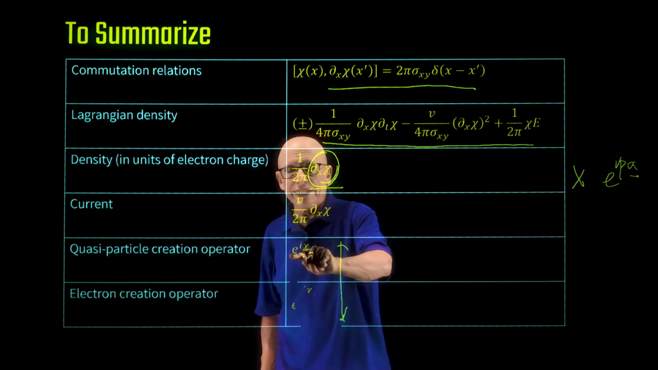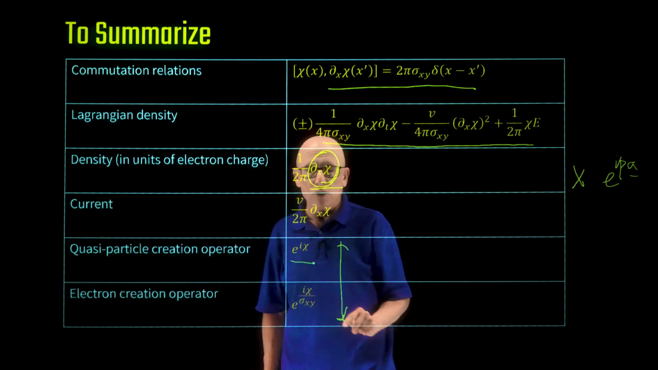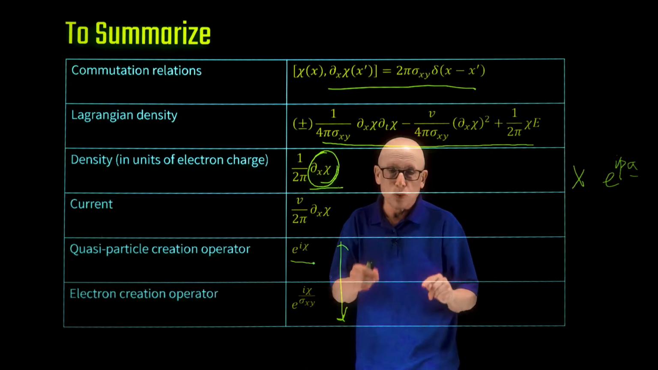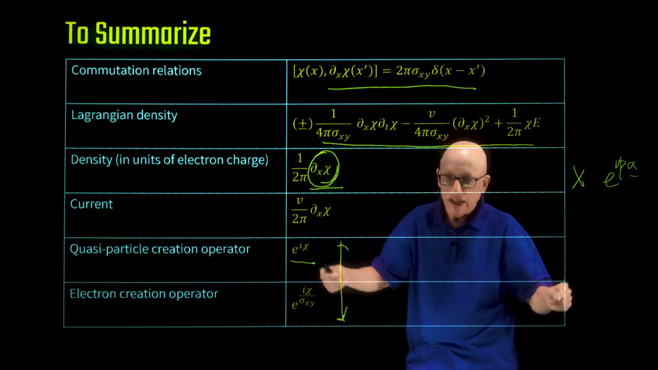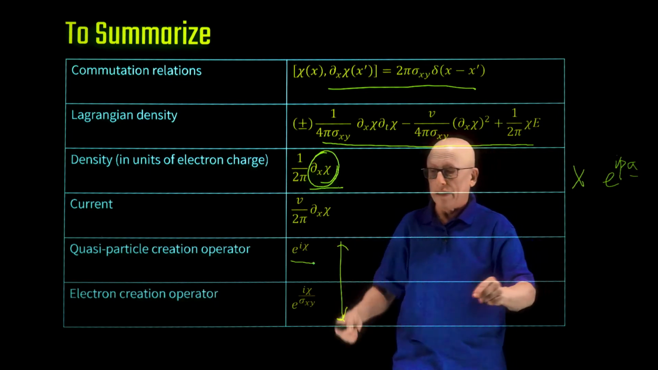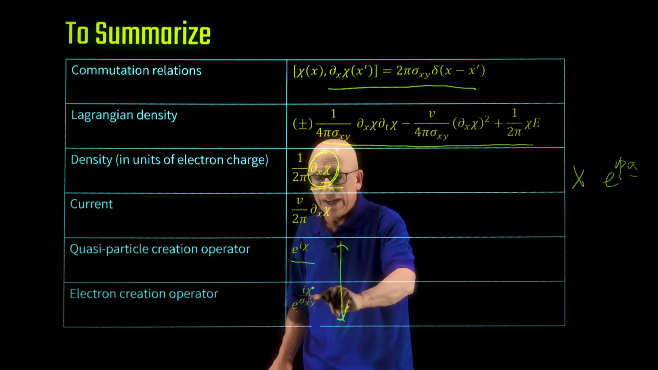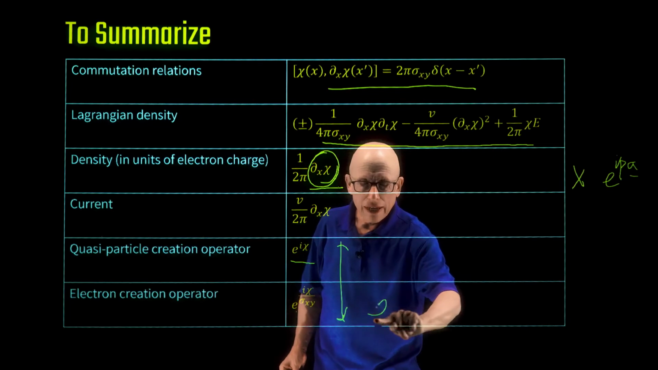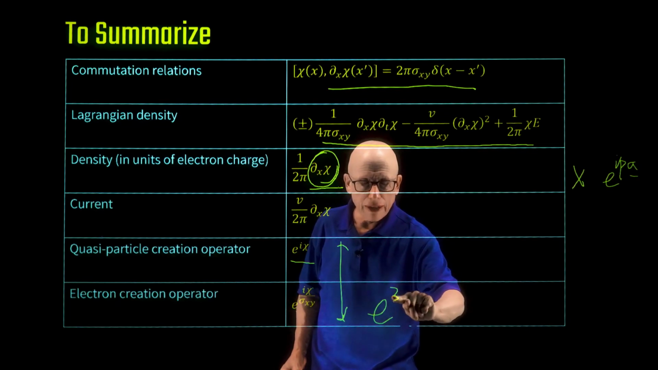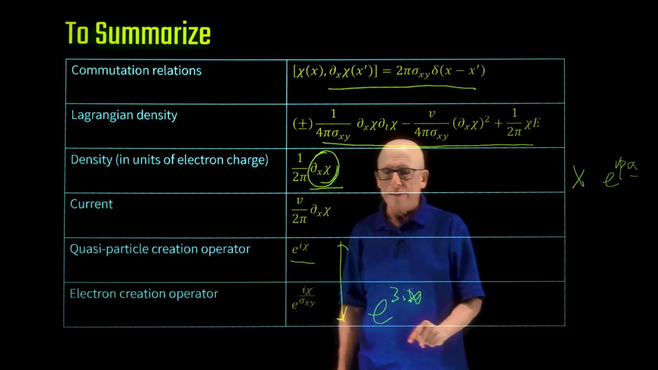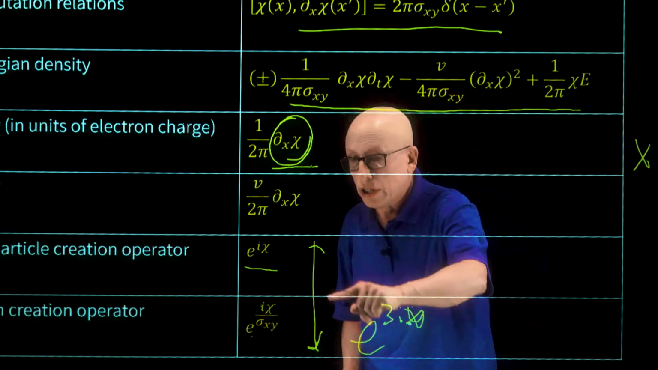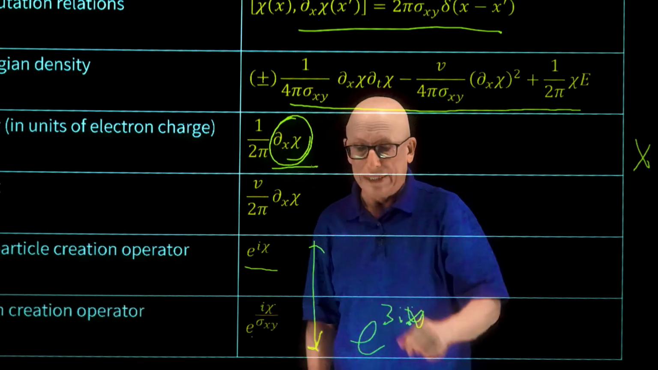So, the way it goes is e to the i chi with this normalization will correspond to adding a quasi-particle to the edge, a fractionally charged quasi-particle, while e to the i chi over sigma xy, let's say in the example of nu equals 1/3, e to the 3i chi would correspond to adding an electron to the system.